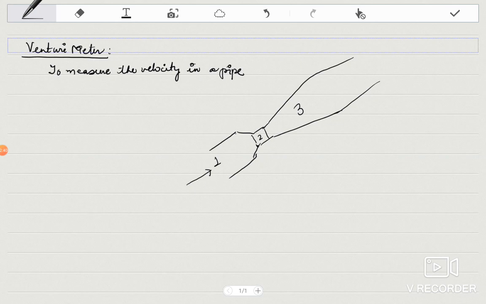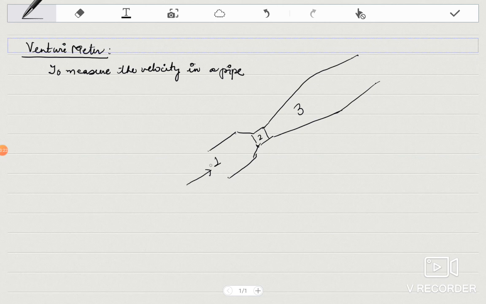So in this way it has three parts, and it is attached to a pipe. Here it will be attached to a pipe. Now suppose we want to find the velocity at a point of a pipe, then this throat is brought to that point where we want to find the velocity. So in this way you see that it is a device to measure the velocity in a pipe.